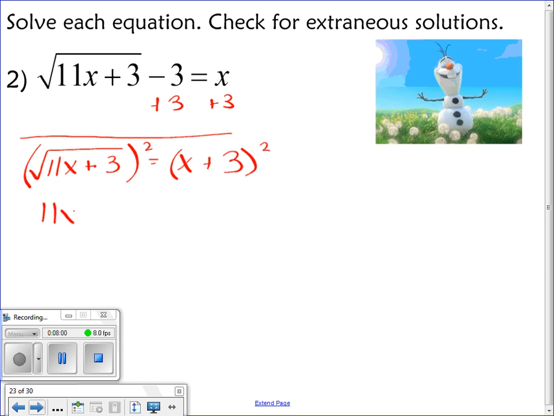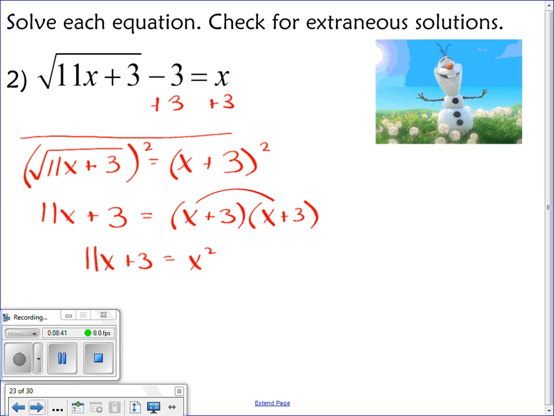So we get 11x plus 3 equals, now be very careful, this is wrong. You cannot distribute an exponent into something that has a plus or minus holding it together, because that's one whole piece. I can't do that. What does it mean to square something? It means you times it by itself. Now how do you multiply that? We're going to distribute that.